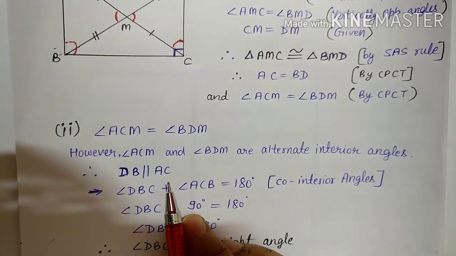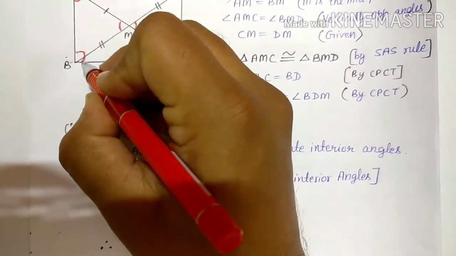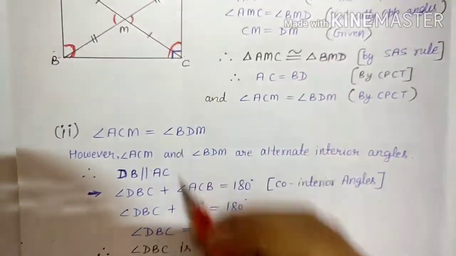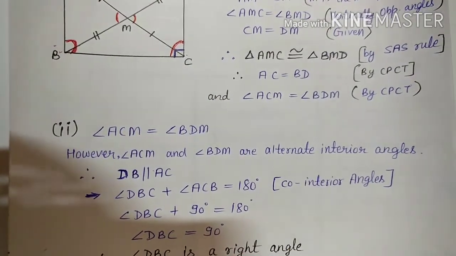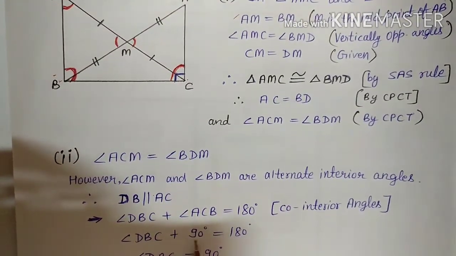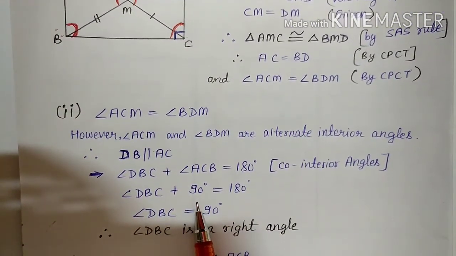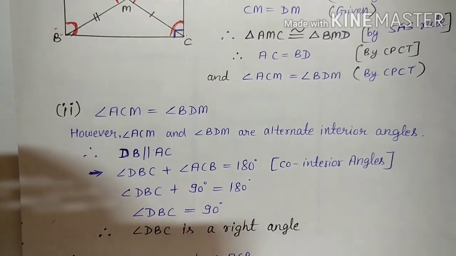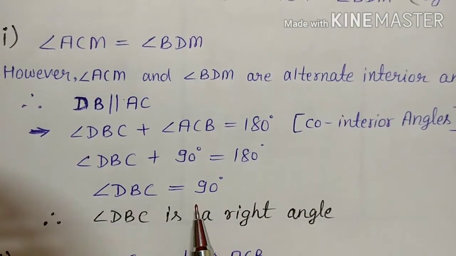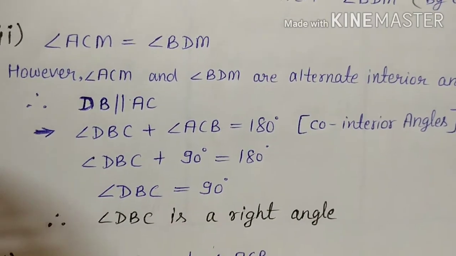These are parallel sides. So we can say that angle DBC, this angle, plus angle ACB, this angle, will sum to 180 degrees, because they are co-interior angles, with BC working as a transversal. Now ACB is already given as 90, so in place of ACB we can write 90. When we move this 90 to the right-hand side, 180 minus 90 becomes 90 degrees. So angle DBC is 90 degrees, and this is what we had to prove. Yes, angle DBC is the right angle. So we have proved our second part also.